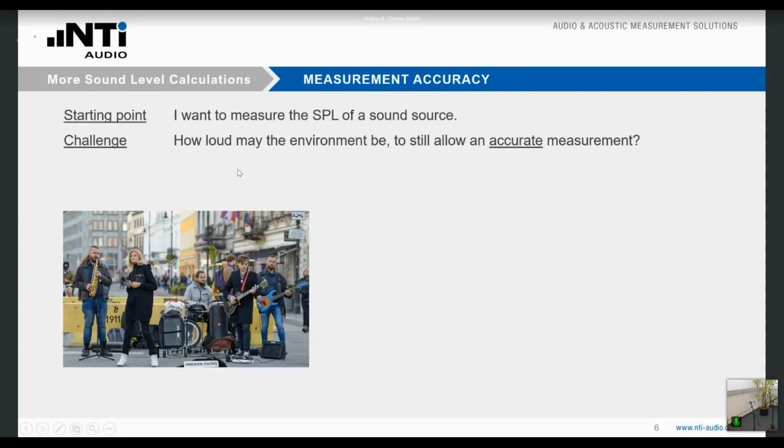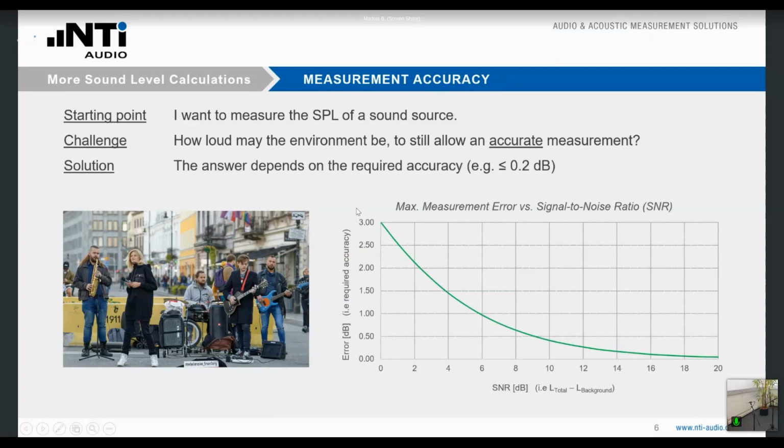You can also turn that question around. How loud may the environmental, the background noise be to still allow an accurate measurement? Well, the answer is hidden in this graph here. What does it show? Let's first take a look at the x-axis.